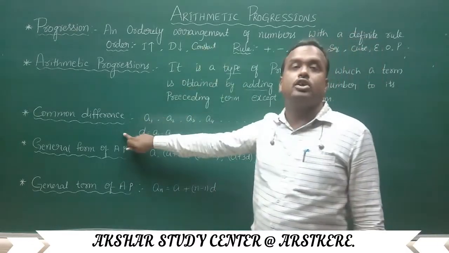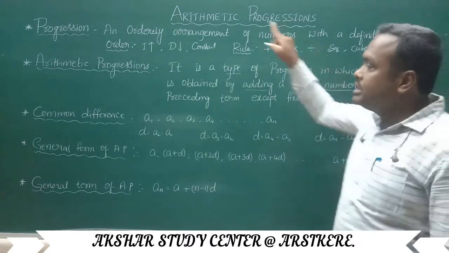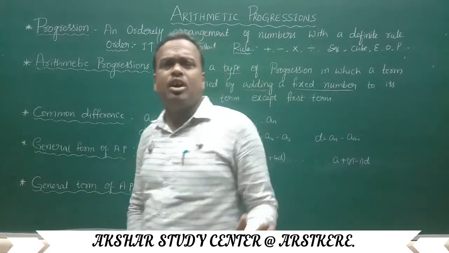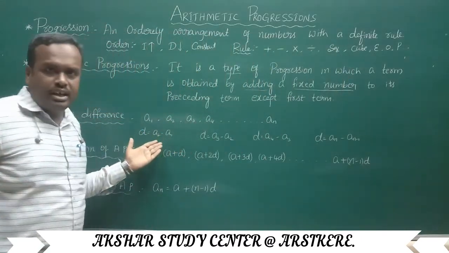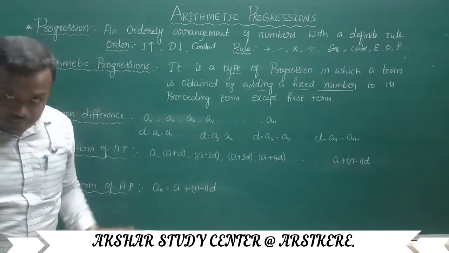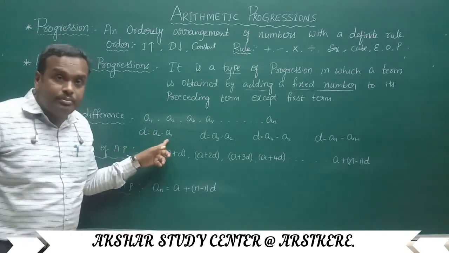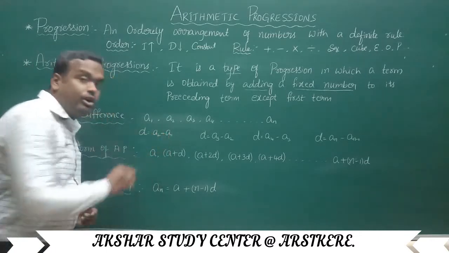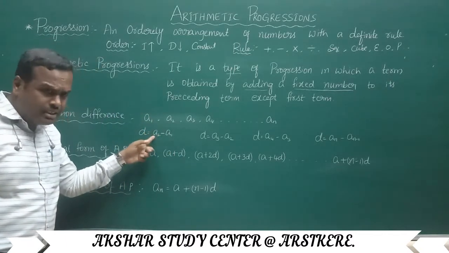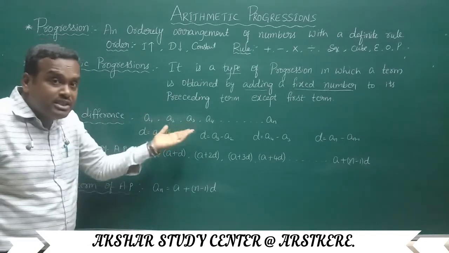This is a very important concept. Here, a fixed number is being added. That fixed number is called the common difference. Got it? So, what is the common difference? The formula says: if A1, A2, A3, A4, and so on, An is the arithmetic progression, then the common difference is A2 minus A1. That means we are following a difference between any term and its previous term. That's why it is A2 minus the previous term, which is A1.